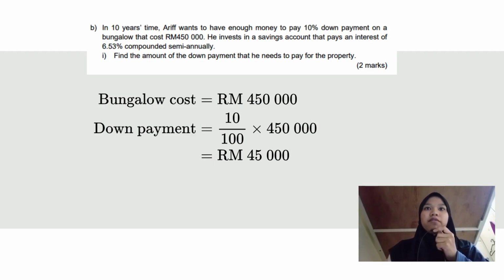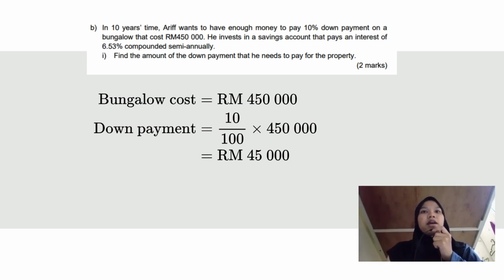Question 2. In 10 years' time, Arif wants to have enough money to pay a 10% down payment on a bungalow that costs 415,000 ringgit. He invests in a savings account that pays an interest of 6.53% compounded semi-annually. First, find the amount of the down payment that he needs to pay for the property.